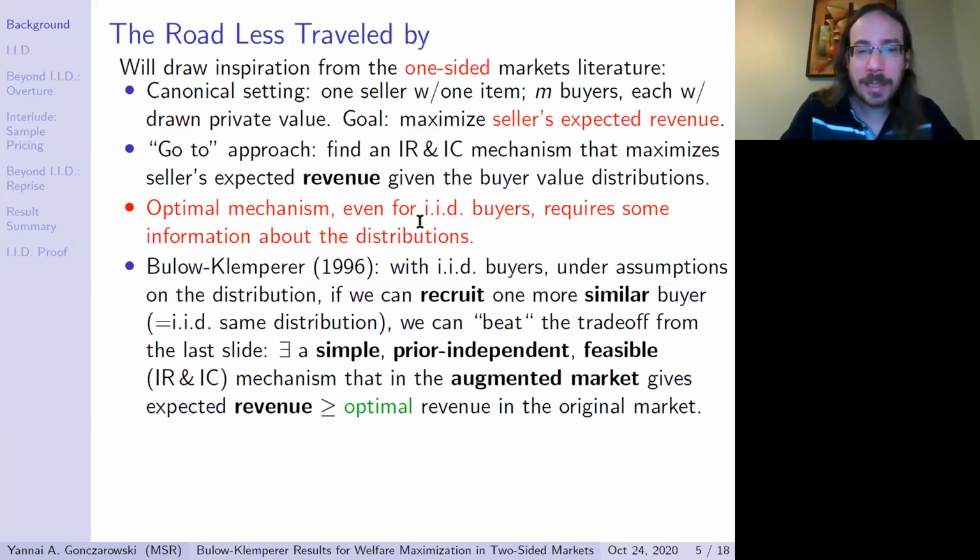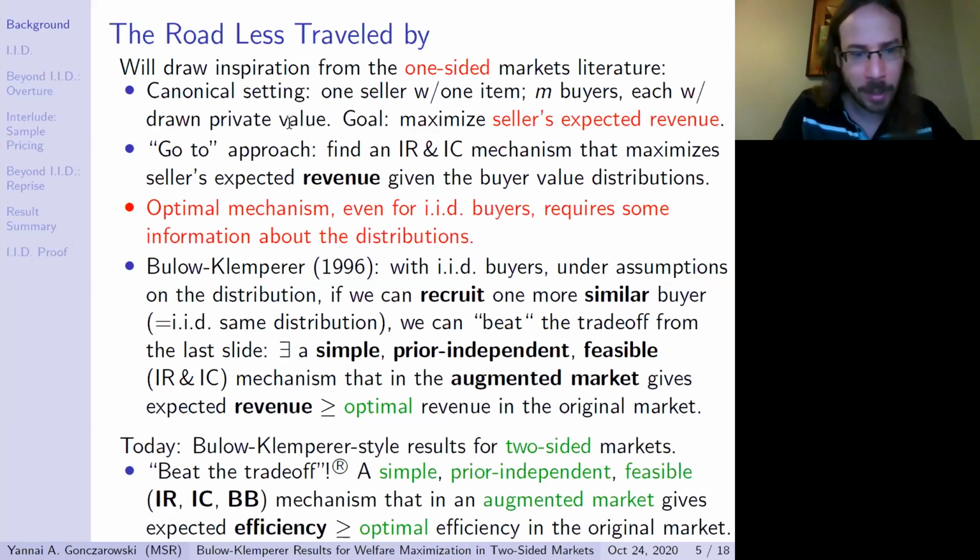You're right. And as I said, we're taking inspiration from this line of work. We're not going to translate it one for one. And this is almost the last thing I'm going to say about this line of work. It's just contextualizing our results.